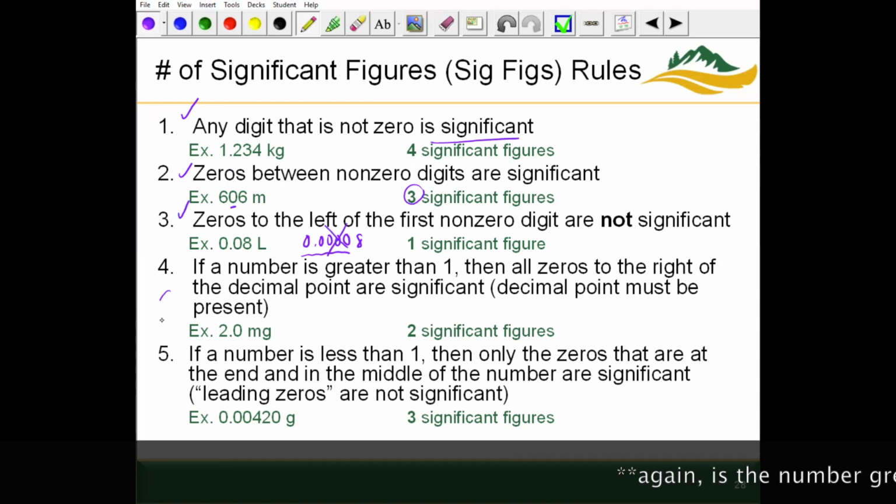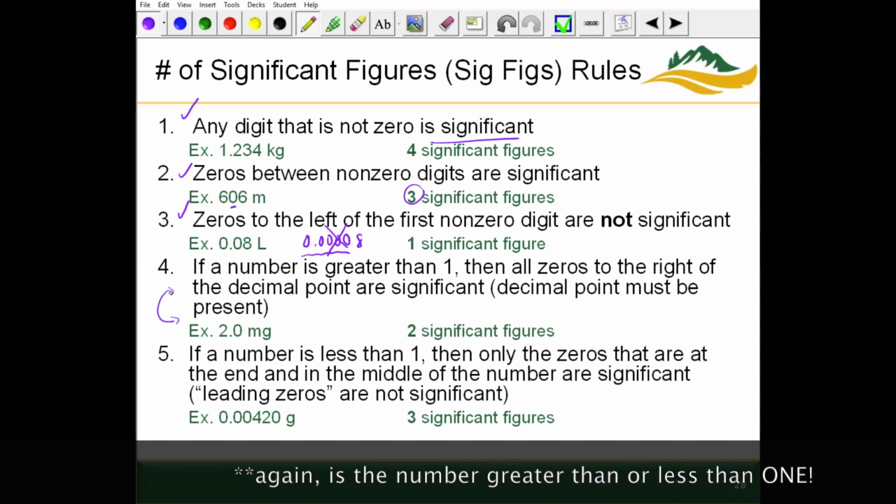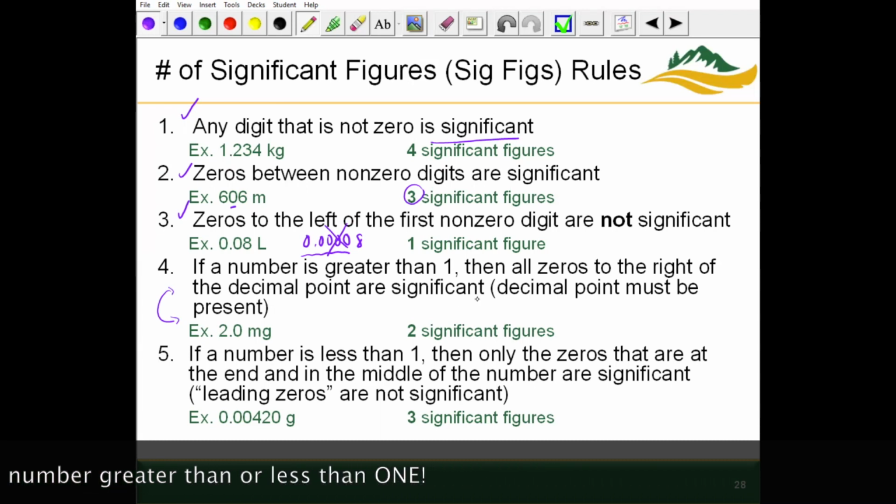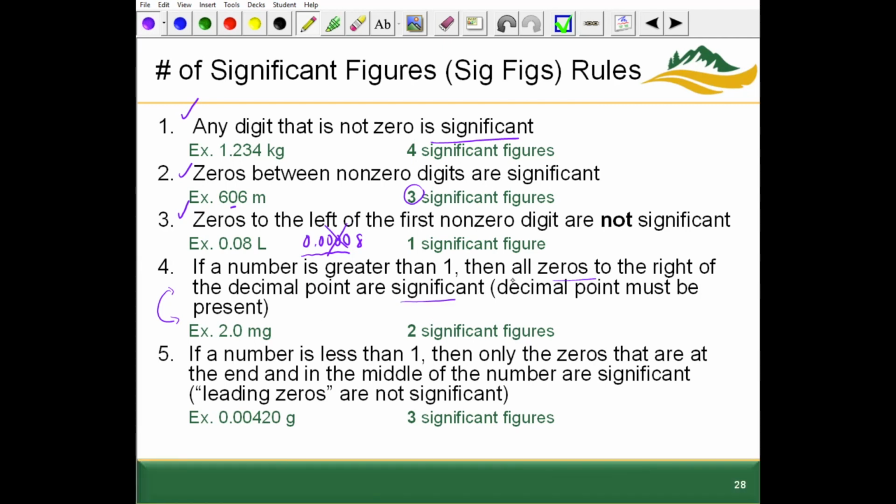Then being able to differentiate here is a number greater than 0 or less than 0. For number 4, if it's greater than 0, all zeros to the right of the decimal point are significant. Importantly, all zeros to the right of the decimal point, meaning that decimal point has to be present. So 2.0, that decimal point is present. 2.0 is a value that's greater than 1. And because this number is greater than 1, then all these zeros are indeed significant, meaning this has 2 significant digits. Now going on to number 5, if a number is less than 1, then only the zeros that are at the end and in the middle of the number are significant.